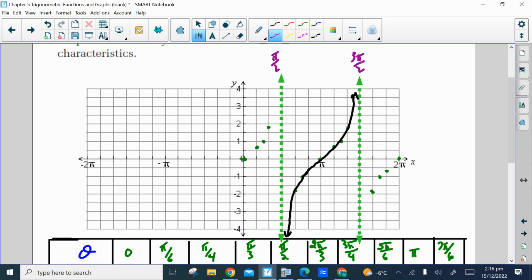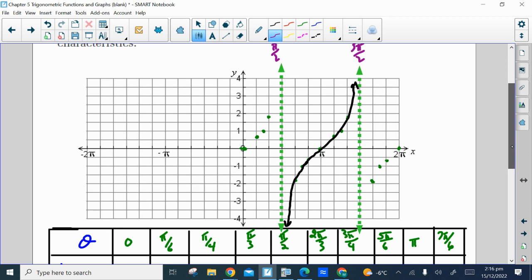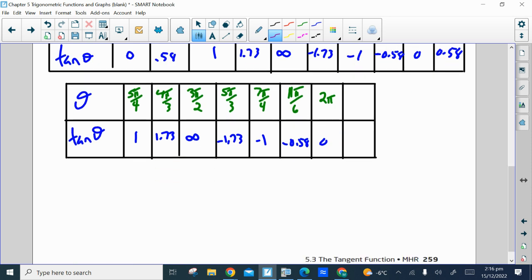All right? So what happens is that now the period is only pi radians, because that is the distance between pi on 2 and 3 pi on 2. If you subtract those, you'll get 2 pi on 2, which is pi. So that's one major difference between tangent and sine cos. The period is pi radians, or 180 degrees, if we're working in degrees.